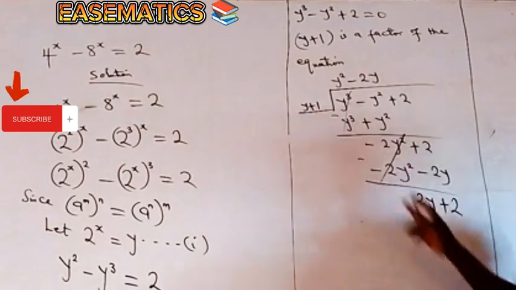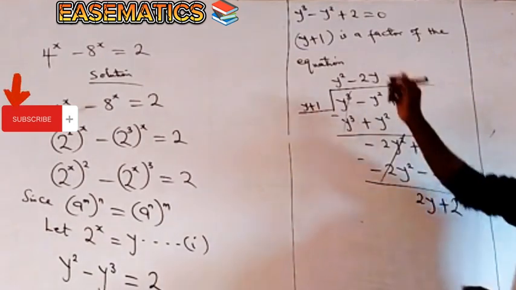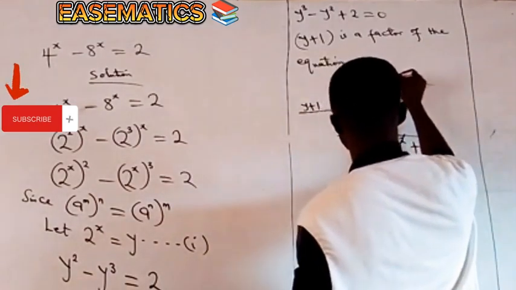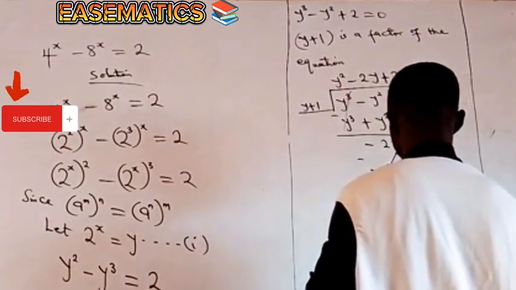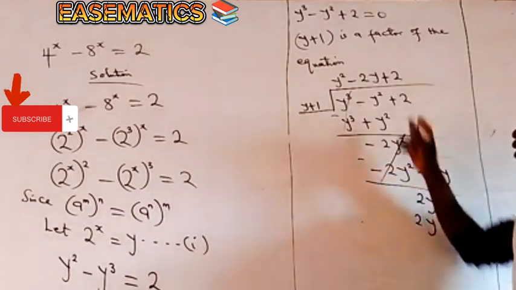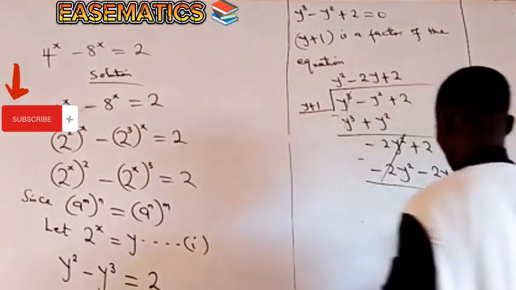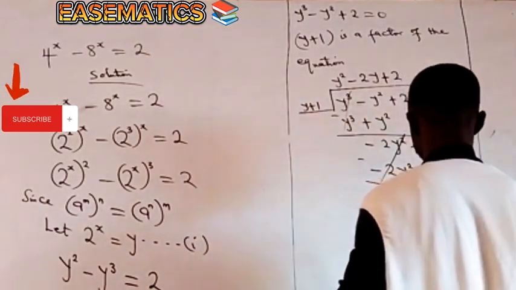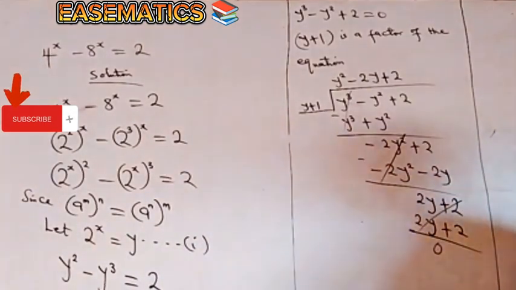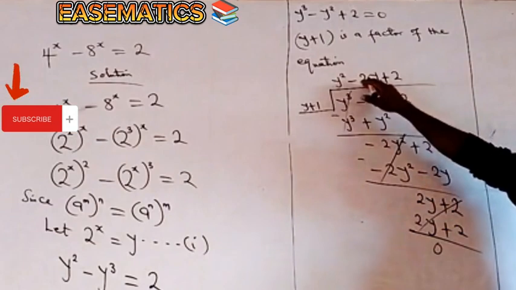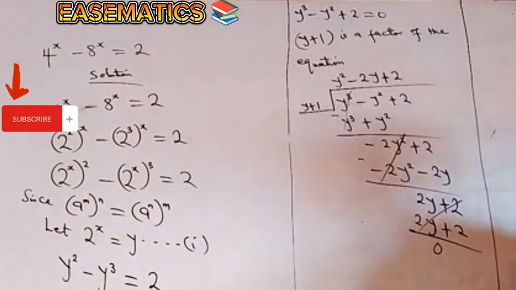Again we can divide. y divided by 2y gives plus 2. Plus 2 multiplied by y gives 2y, or plus 2y. Plus 2 multiplied by plus 1 gives plus 2. Subtracting this, we have 0. Alright, so looking at this, this is the next factor of the equation.